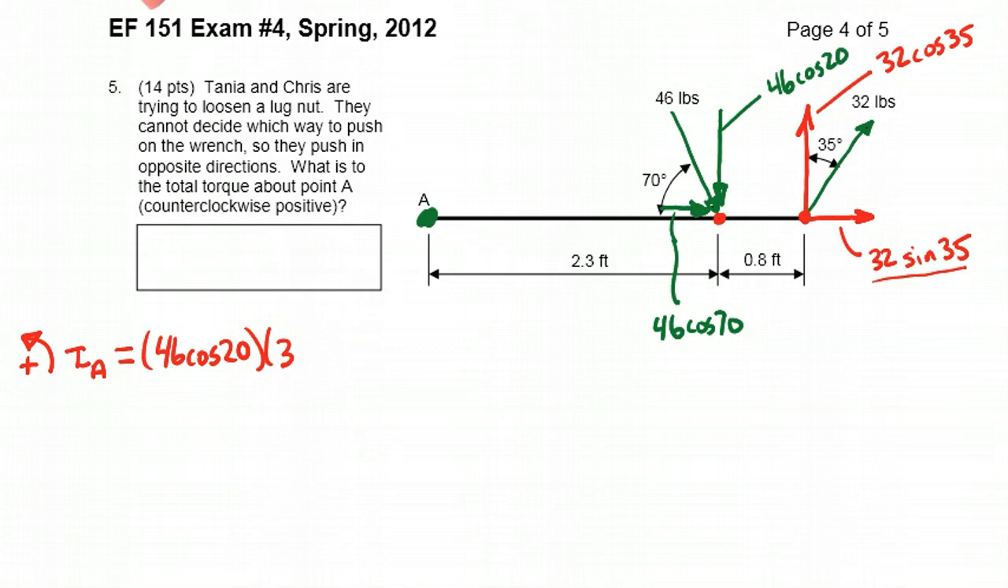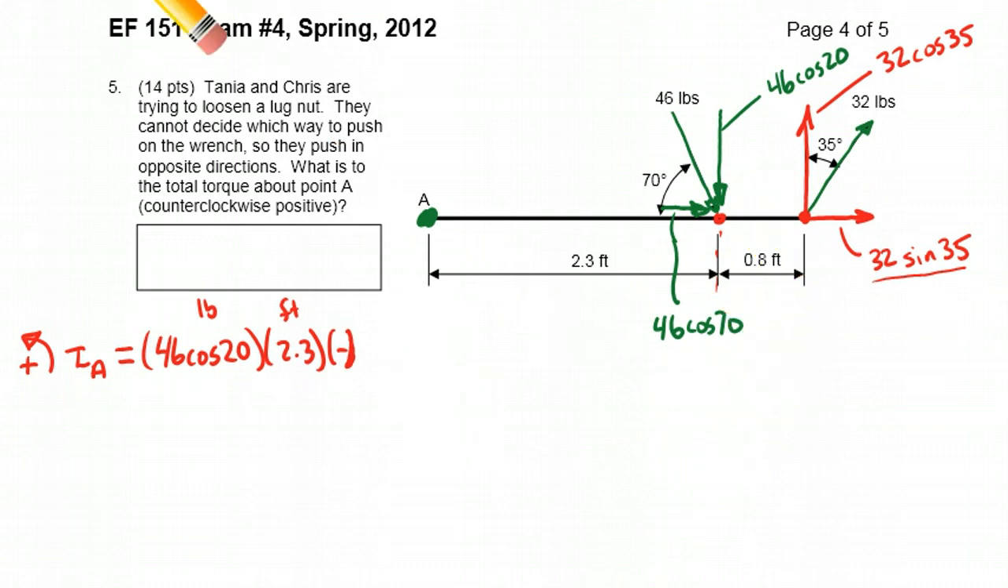2.3. Okay, this is going to be pounds, this is going to be feet. And that's going to be a clockwise rotation. So that's going to be a negative sign here. So I'm going to write that as a separate object.